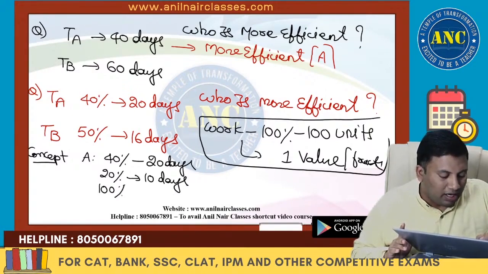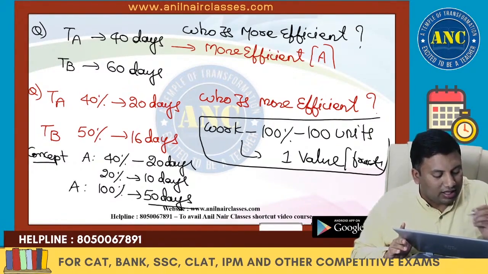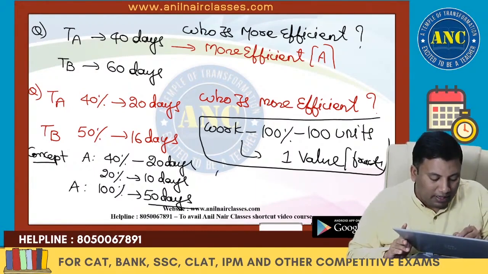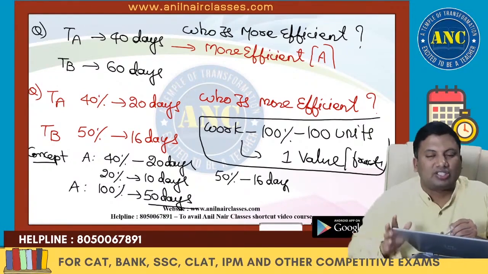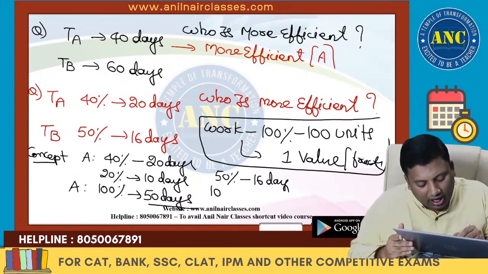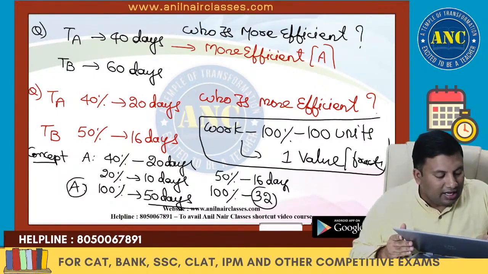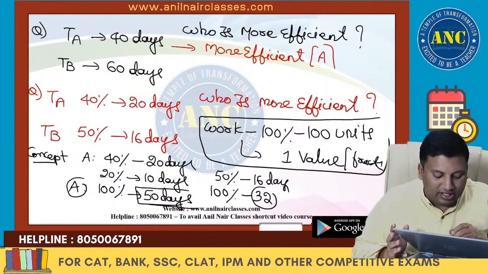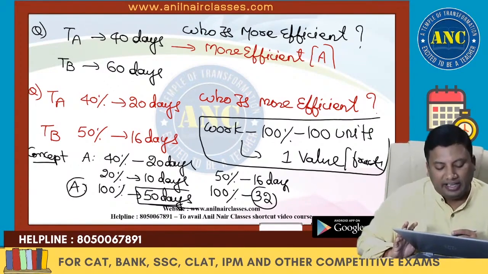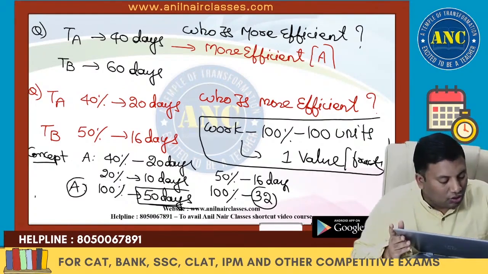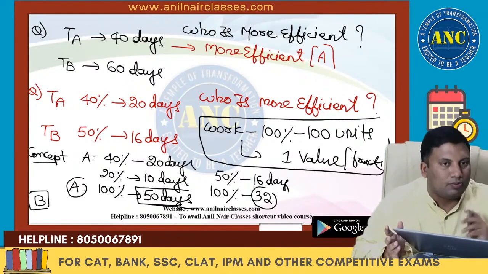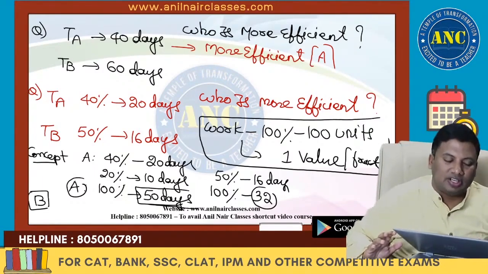20% is 10 days. Multiply by 5. It is nothing but 50 days. A can complete the total work in 50 days. For B, 50% is 16 days. Convert everything into 100: 100% will be 32 days. A is completing the work in 50 days. B is completing the work in 32 days. B is taking less time. So who is more efficient? B is more efficient.